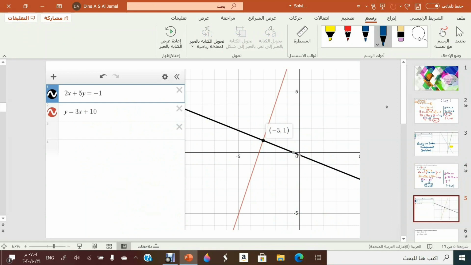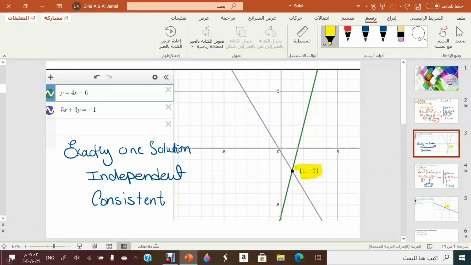So let's check the graphing. So yes, it will have exactly one solution, independent and consistent. So it will be as this question.